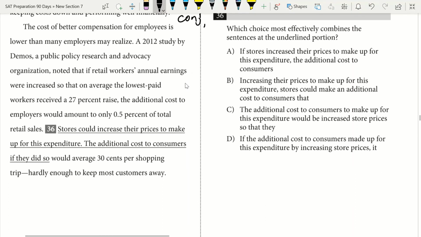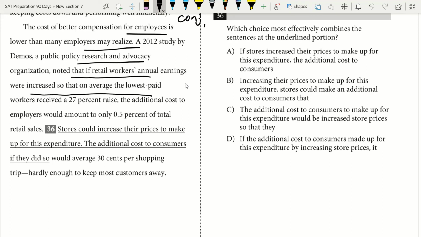All right, so now we've got 36. "The cost of better compensation for employees is lower than many employers may realize. A 2012 study by DEMOS, a public policy research and advocacy organization, noted that if retail workers' annual earnings were increased so that on average the lowest paid worker received a 27% raise, the additional cost to employers would amount to only 0.5% of total retail sales."